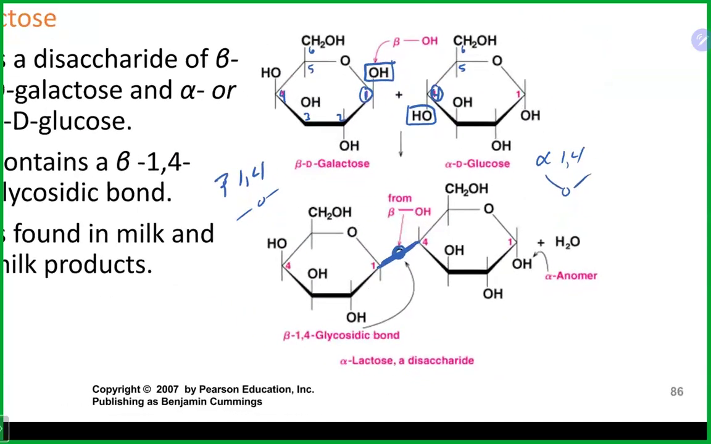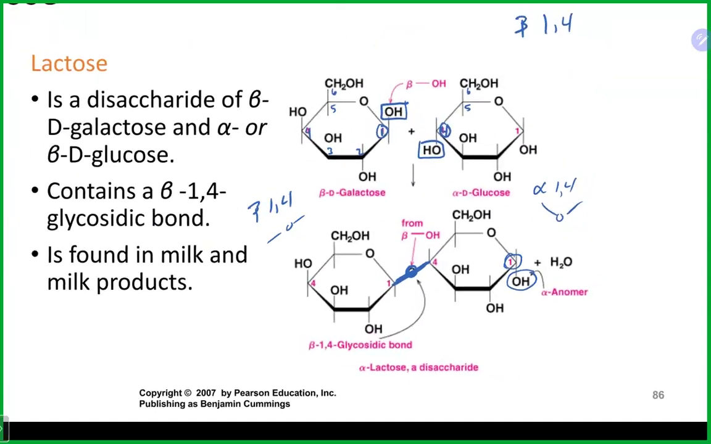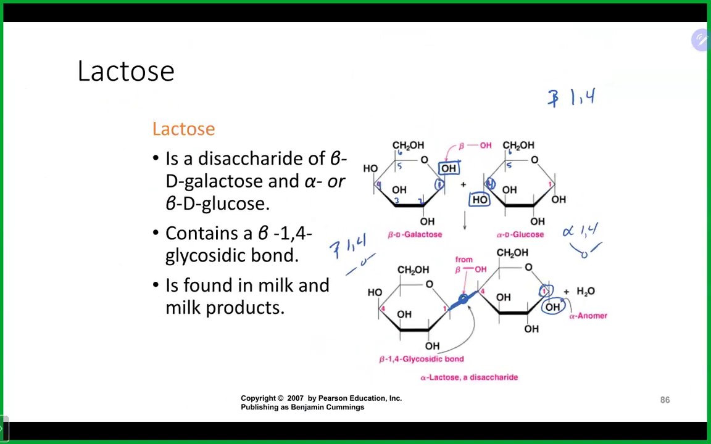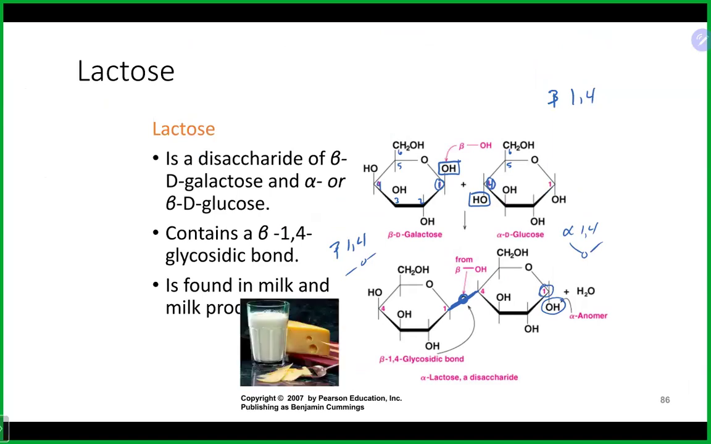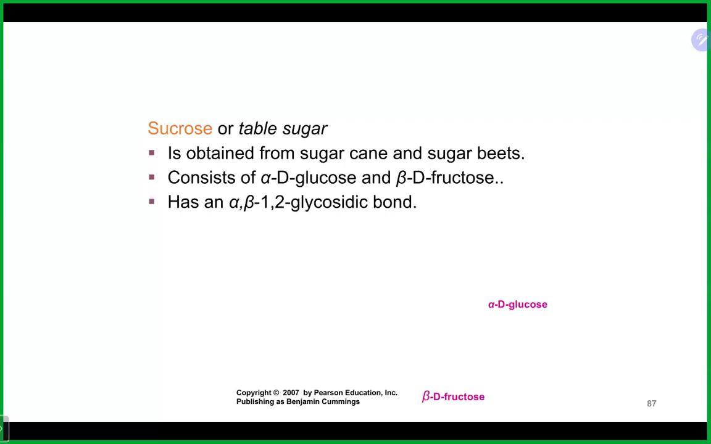Here we do end up, in this particular case, with the alpha anomer, as this is the alpha or beta carbon over there. Carbon number 1 is where we do alpha or beta. Obviously, here it contains this beta 1,4 glycosidic bond. It's found in milk products, and people sometimes have problems breaking that apart, and end up maybe missing out on ice cream and cheese and all that kind of stuff, or not.